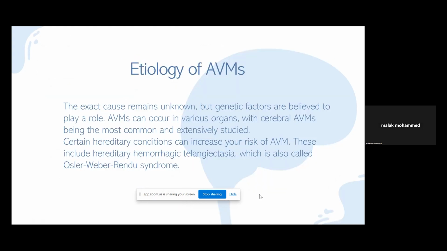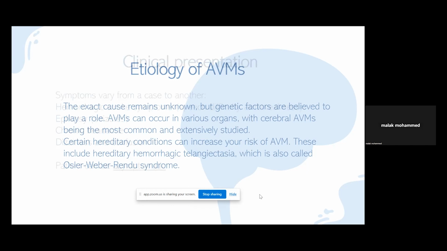So, what's the etiology? The exact cause remains unknown, but some research says that genetic factors may interfere with it. They believe that various organs can have AVMs, as we mentioned, but certain hereditary conditions can increase the risk of AVM, like Osler-Weber-Rendu syndrome, where a person could have highly pigmented areas on the body, and while screening, they could find an AVM somewhere in the body, most commonly in the brain or the renal system.